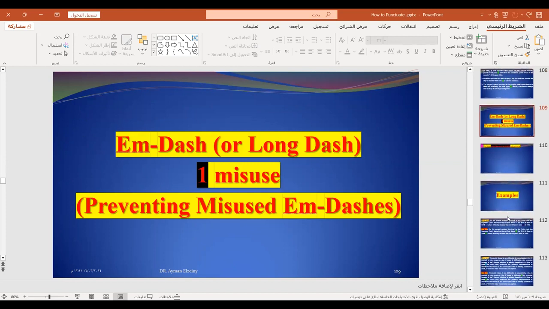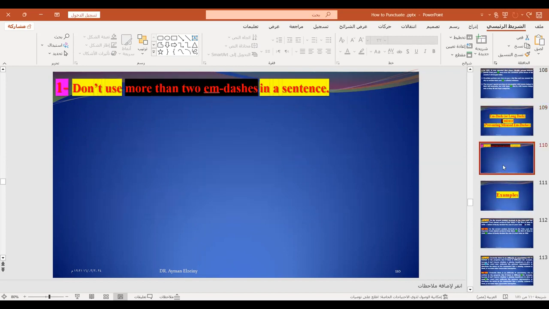Now the misuse of the em dash. Don't use more than two em dashes in the sentence.